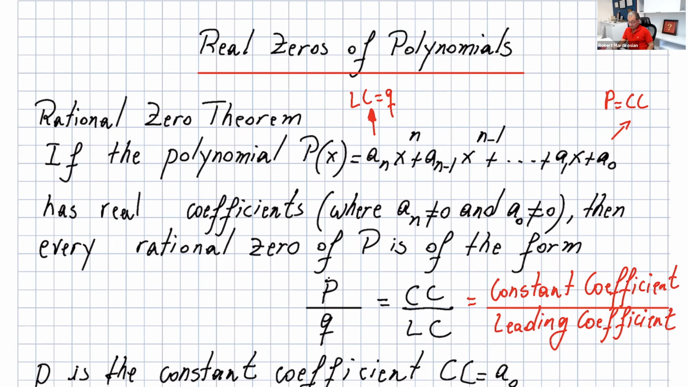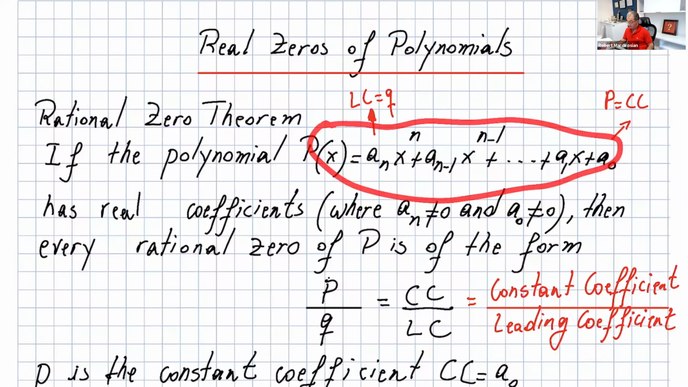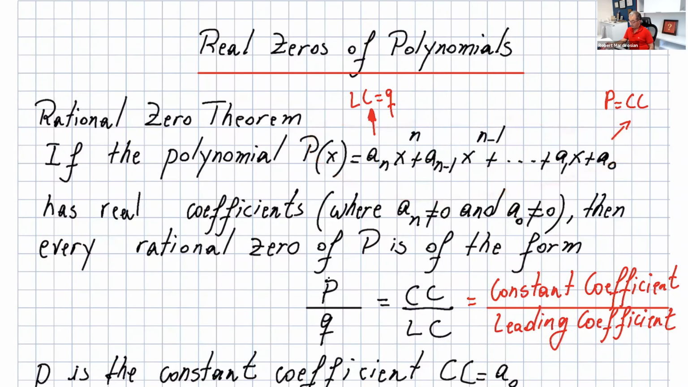So what it says is, if the polynomial p of x equals a sub n x to the power of n plus a sub n minus 1 x to the power of n minus 1 plus dot dot dot plus a sub 1 x plus a sub 0. So basically that's the general form of presenting a polynomial. And just know this number is the constant, sometimes in some books you're going to see p, or the constant coefficient, and this one is LC or q, which is the leading coefficient.